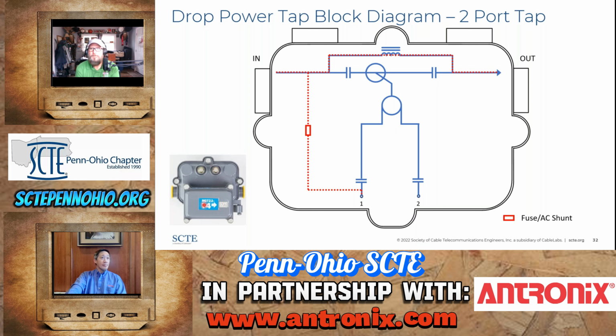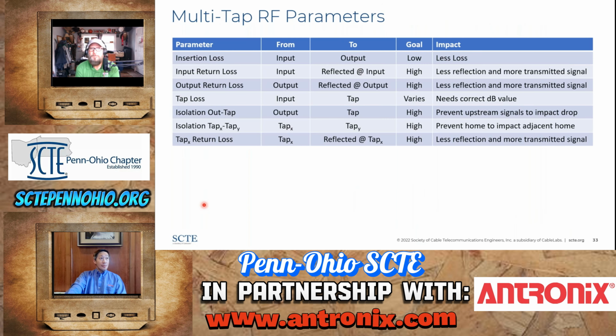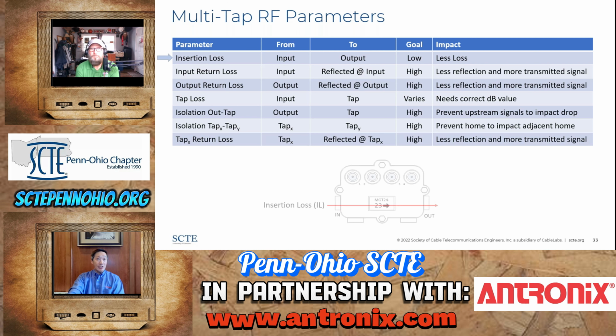Right. So we're going to talk a little bit about the multi-tap RF parameters. These are the main RF parameters that are part of a tap, and we'll go through each of them individually. The first one's insertion loss, and it's measured from in to out. And the goal is to have a lower insertion loss. This is the loss that is inside this component. So the less loss is better.